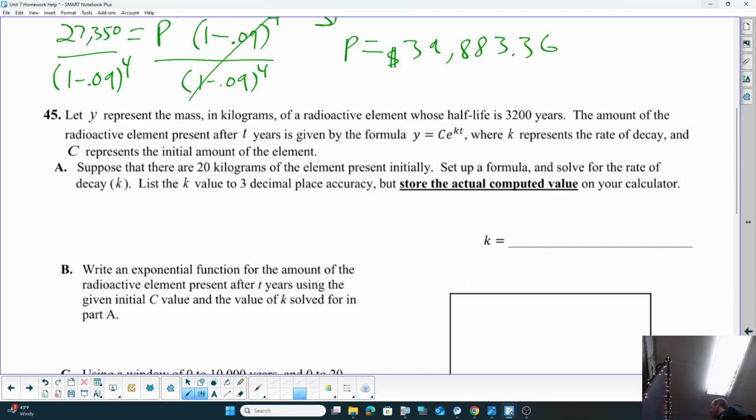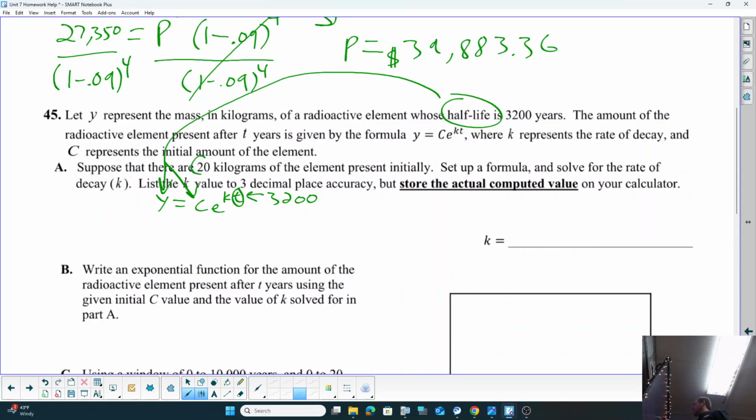Okay, so suppose there's 20 kilograms of the element present initially. Set up a formula and solve for the rate of decay. All right, well, let's see here. We got y equals C e to the kt. So the time is going to be 3,200 years, and that's the half-life. So half-life is basically from here to here. Suppose there are 20 kilograms of element present initially.